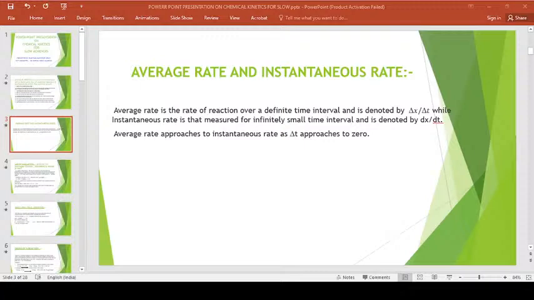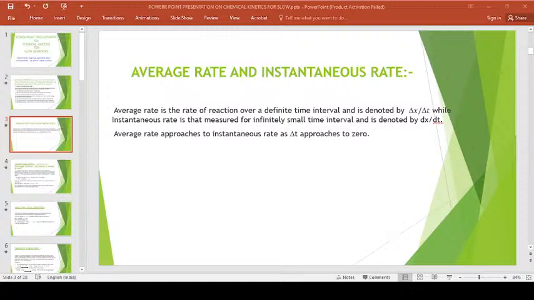Here small k is a constant, the so-called specific rate constant or velocity constant. It is called the specific constant or velocity constant, and it is a measure of the rate of a reaction. The value of the specific constant differs for different reactions.